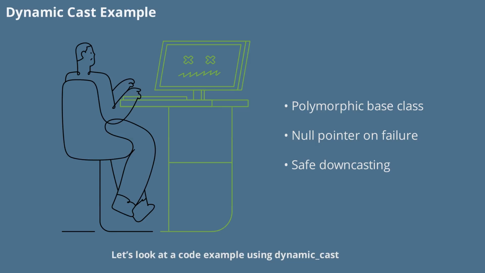Let's look at a code example using dynamic cast. We have a base class and a derived class. When we try to cast a pointer from the base class to the derived class using dynamic cast, the cast will only succeed if the base class is polymorphic, meaning it has at least one virtual function. If the cast is invalid, dynamic cast returns a null pointer, allowing you to check and handle the error safely. This is especially useful in large projects with complex class hierarchies.